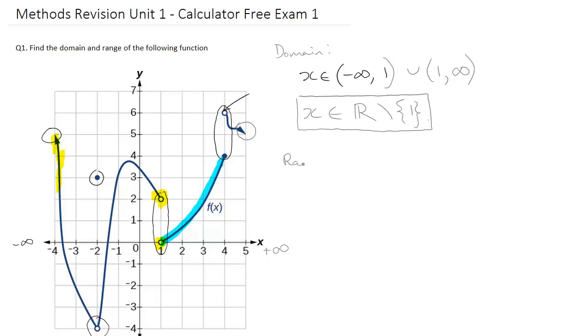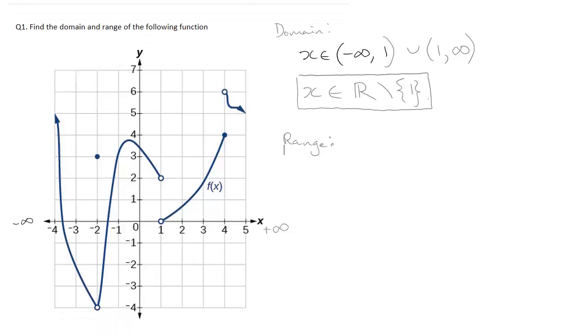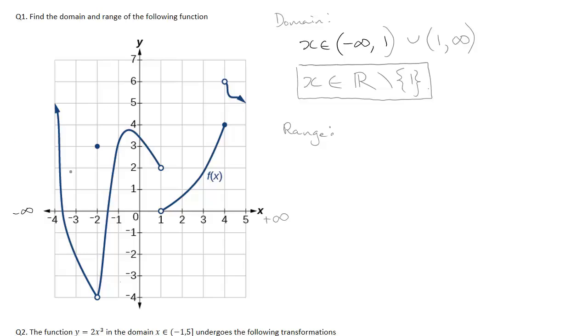Now our range. For our range we need to look at a different perspective, so I'm going to get rid of all these squiggly things that I've drawn on my graph. For the domain we were looking at the minimum x value. Now if I slide this down a little bit, we can see in the graph that negative 4 is the smallest possible value that you can get for your y.